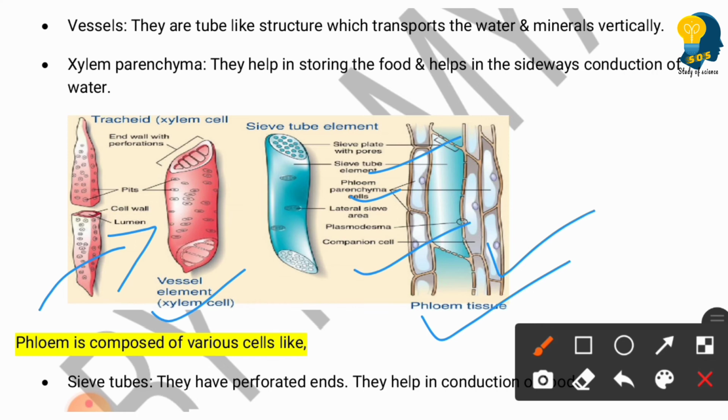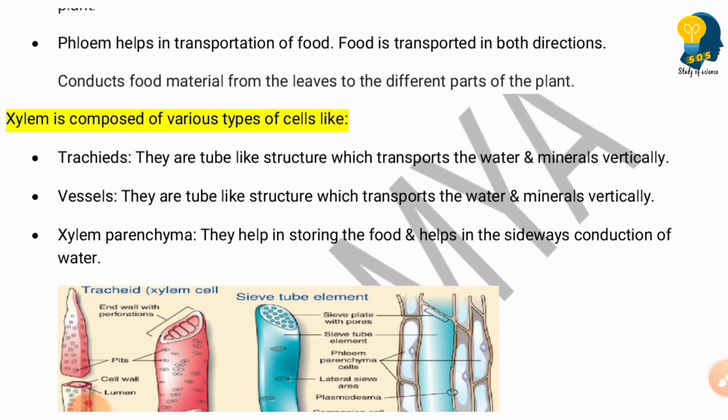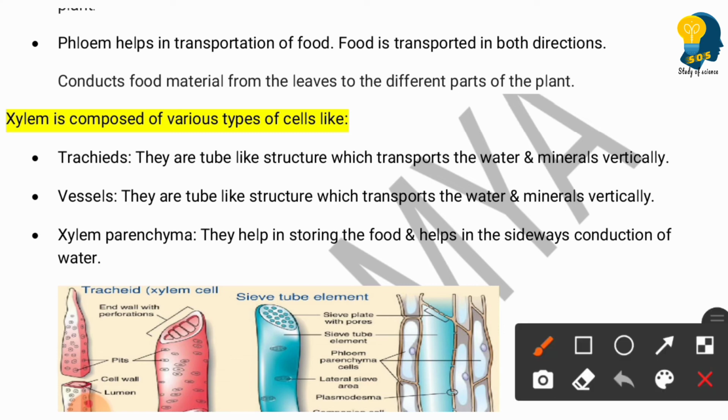Clear? So let us once again recall the various cells present in the xylem as well as the phloem. The important thing to remember is xylem helps in conducting water and minerals from the roots to different parts of the plant, and the movement of water is always unidirectional. The phloem helps in transporting food, and the food is transported bidirectionally because food is prepared in the leaves. From the leaves, the food is transported to different parts of the plant.